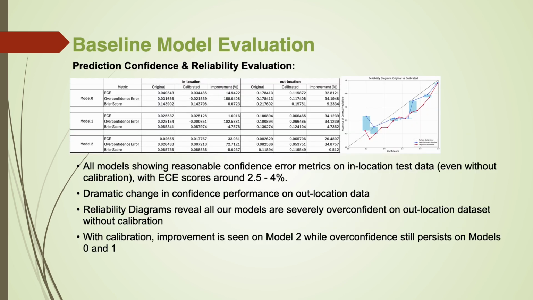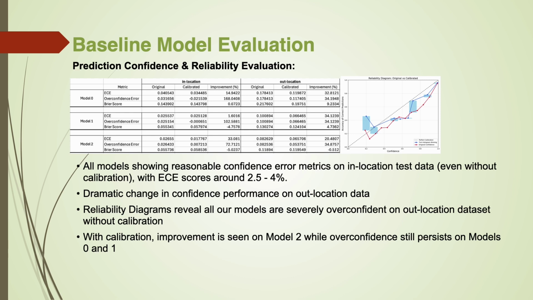We next evaluated the confidence and reliability of the predictions of our baseline models. All of our models achieved reasonable calibration within familiar domains, with ECE scores between 2.5 to 4% on the in-location data. However, they all are severely overconfident with geographic domain shifts, with ECE scores jumping to between 8 to 17% without calibration and 6 to 11% with calibration.